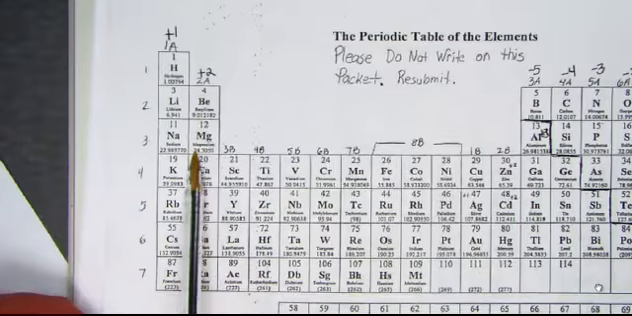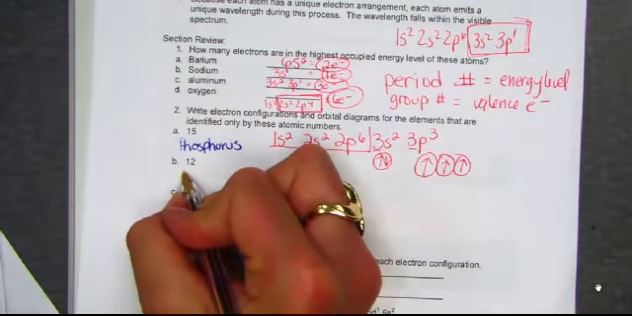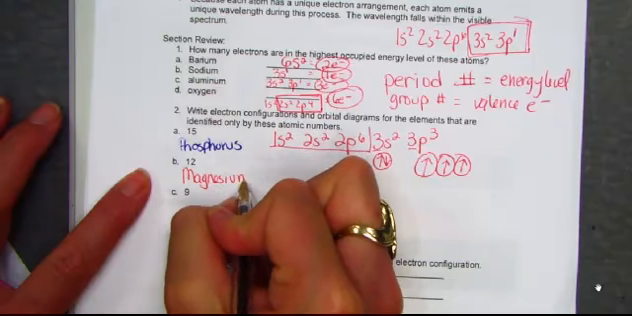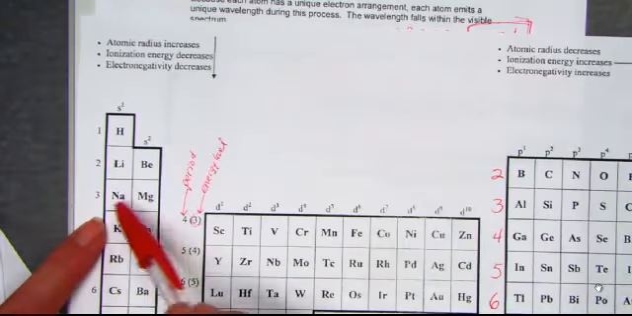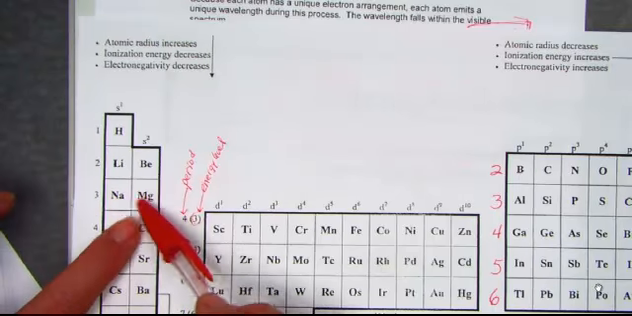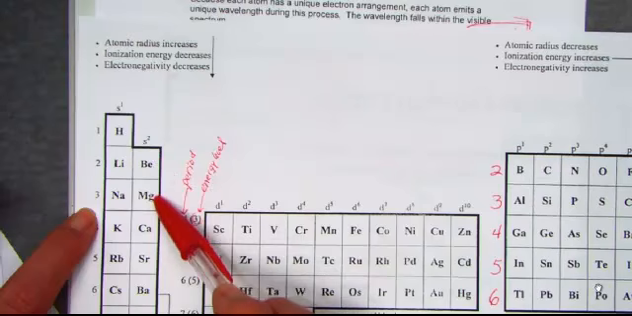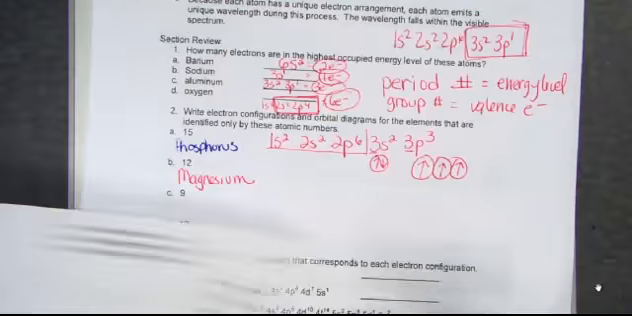Let's find number 12. Number 12 is magnesium. Use your test-taking tool and decide what's the last thing we're going to write for magnesium. Magnesium is period 3, 2 over in the S block. The last thing we'll write is 3s2. That will get us to 12 electrons.